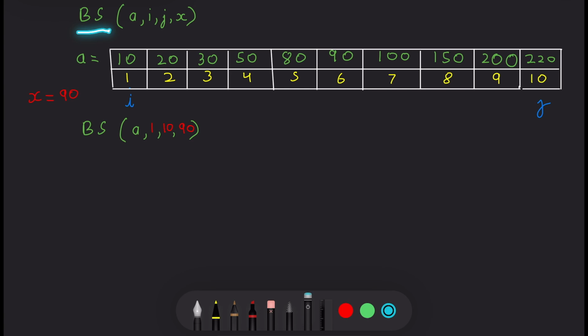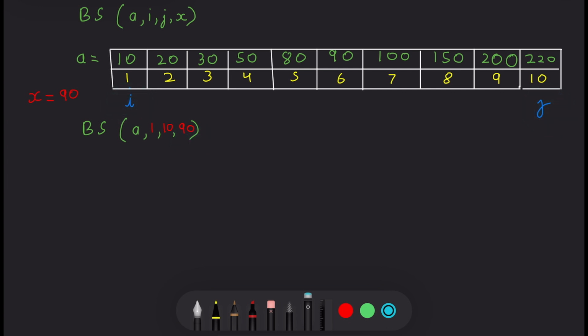We have our binary search function, and you can see the input to the function is an array A, I which is the starting index, J which is the ending index, and element X. We have an array A of 10 elements arranged in sorted order. We have to find the position of the element X, which is equal to 90. The function will be called with array A, the starting index 1, the ending index 10, and the element 90.